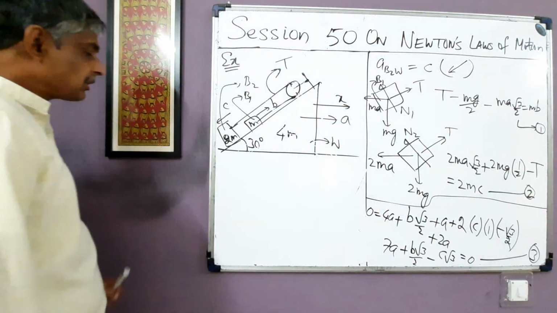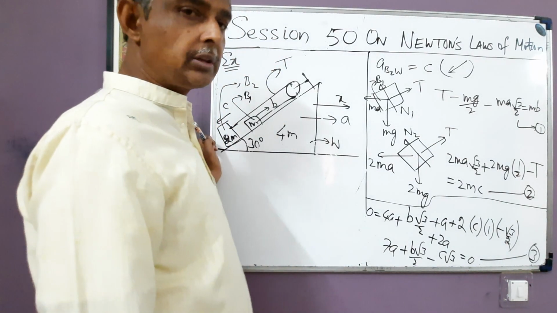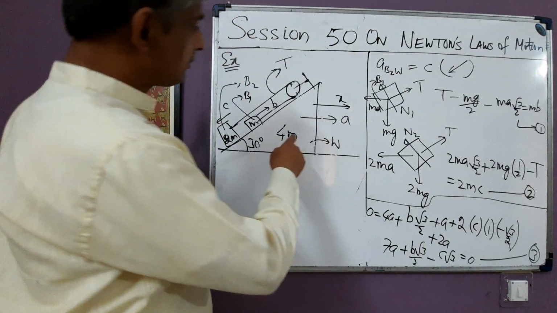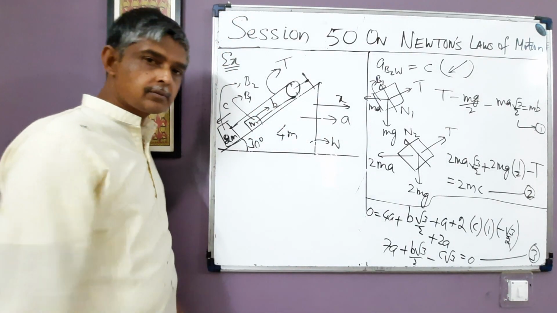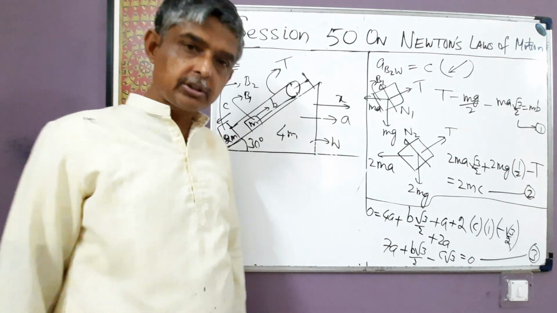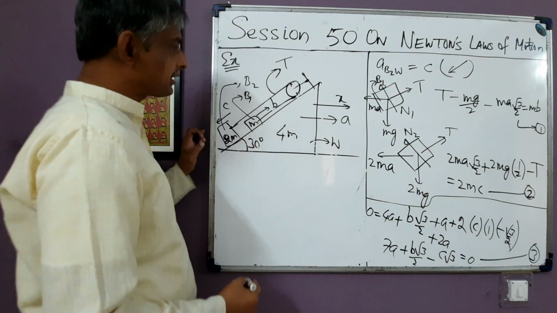Now the constraint equation can be written in the ground frame and also in the wedge frame. In both the frames you can write down the constraint equation. So what I'll do is find the constraint equation by both the methods. First, for that, let us assume some data.